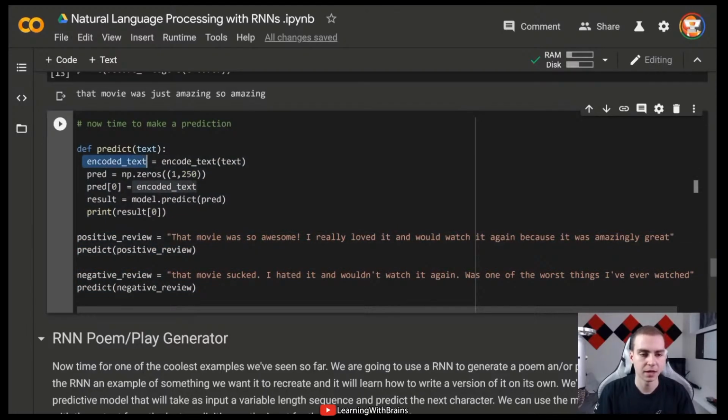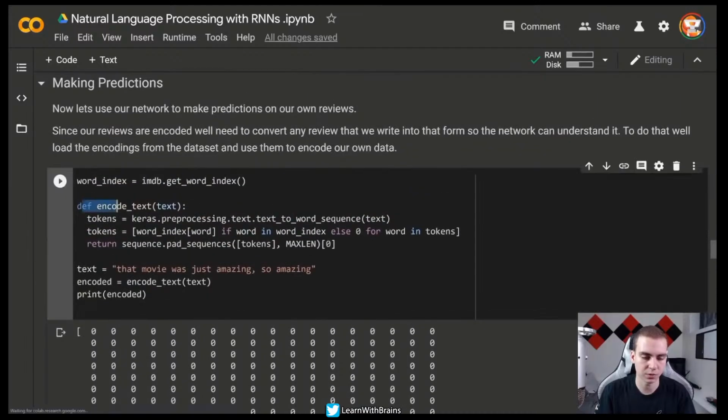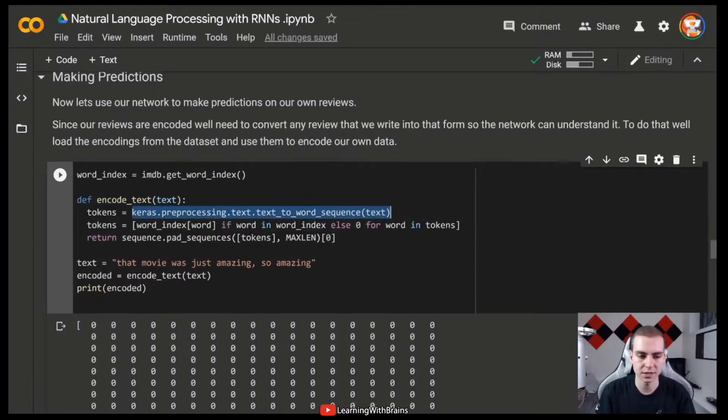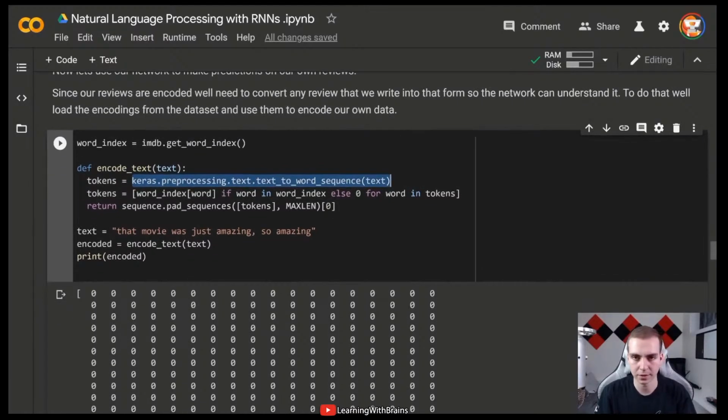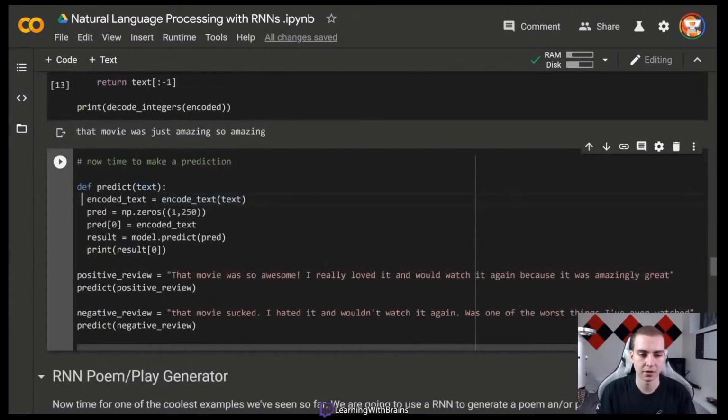So we'll take some parameter text, which will be our movie review, and we're going to encode that text using the encode_text function we've created above. So just this one right here that essentially takes our sequence of words. We do the pre-processing, so turn that into a sequence, remove all the spaces and whatnot, get the words. Then we turn those into the integers, we pad that, we return that. So here we have our properly pre-processed text.